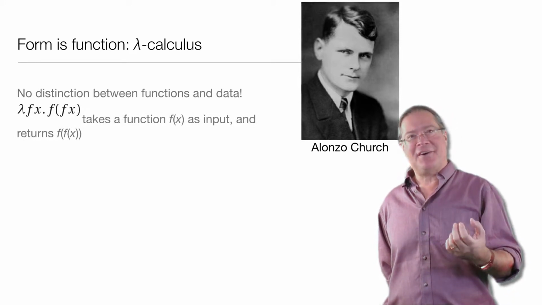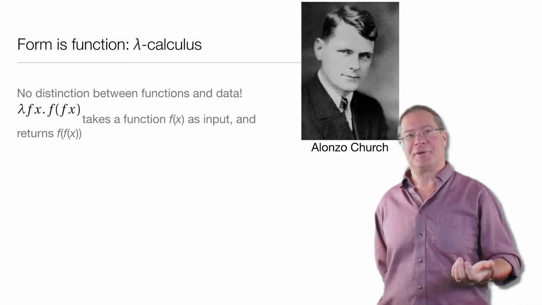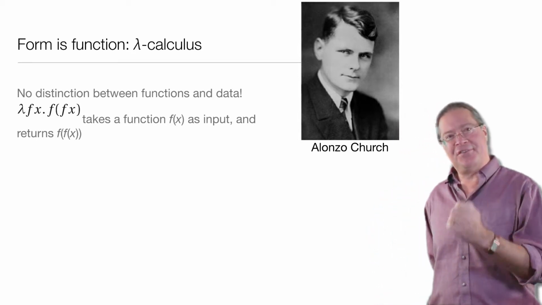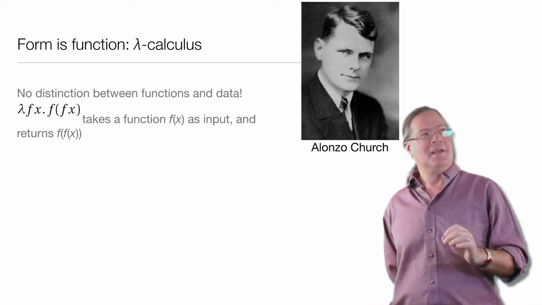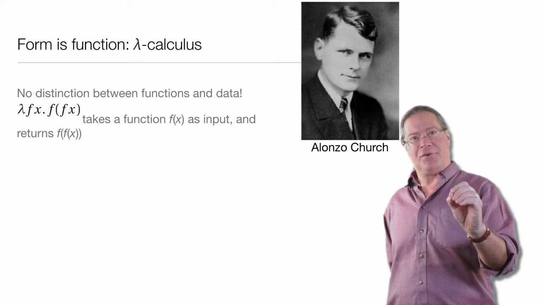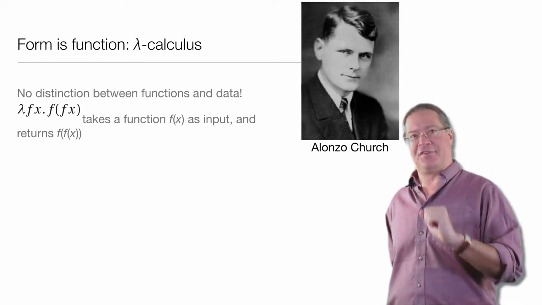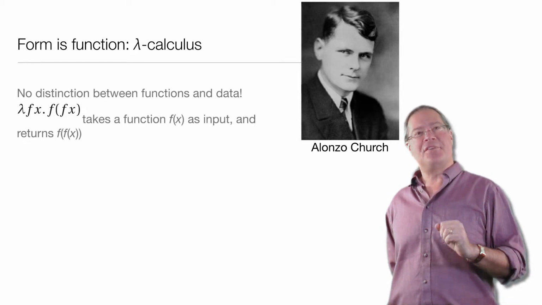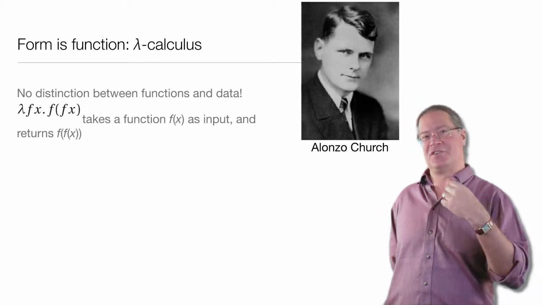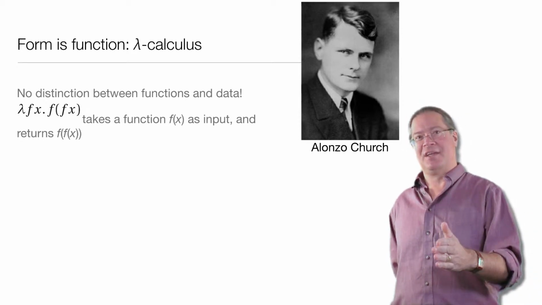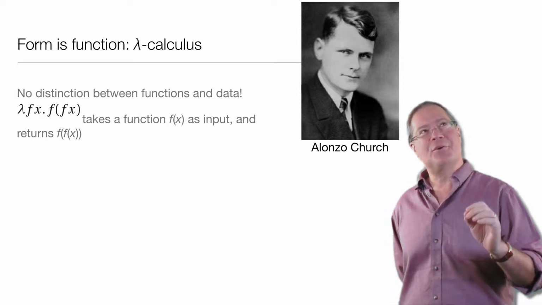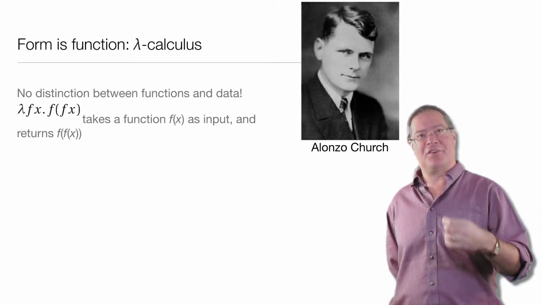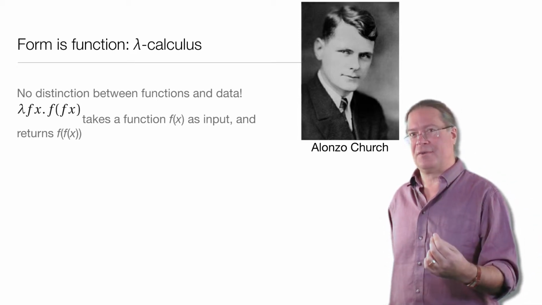But in the lambda calculus, everything is on an equal footing. So for instance, consider the following function. Lambda fx returns f of x. Well, suppose that I put in some function g to this. It's just going to return the function which applies g twice.